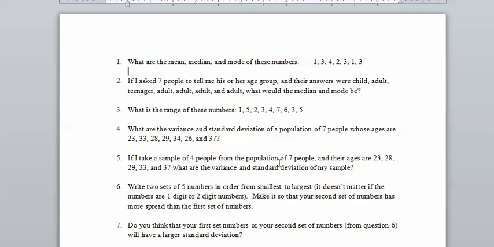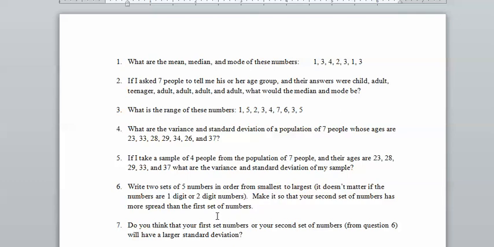So that takes care of these questions. Question number 6 asks you to write out 2 sets of 5 numbers in order from smallest to largest, and make it so that the second set of numbers has more spread than the first set of numbers. I just want the second set of numbers to be more spread out.